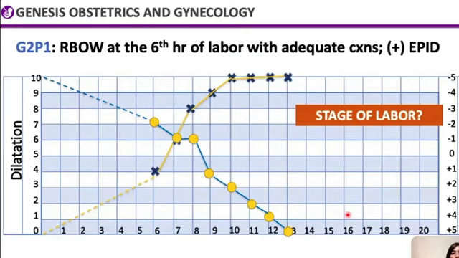Okay, now we move on to operative vaginal delivery and CS delivery. So we go back to this patient. G2P1, multigravid patient, ruptured bag at the 6th hour of labor. So at 4 cm, at the 6th hour of labor, her bag of waters ruptured. Contractions were adequate, and this patient has epidural anesthesia. First question: what stage of labor? We look at the cervical dilatation. She is fully dilated, so our patient is in the second stage.